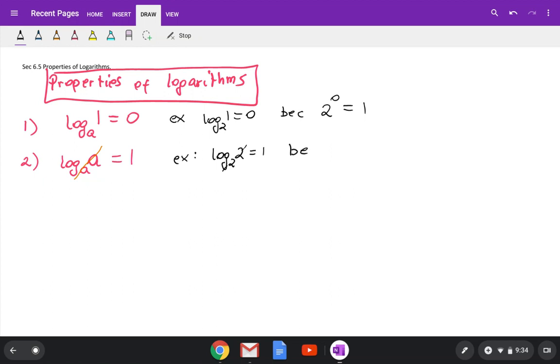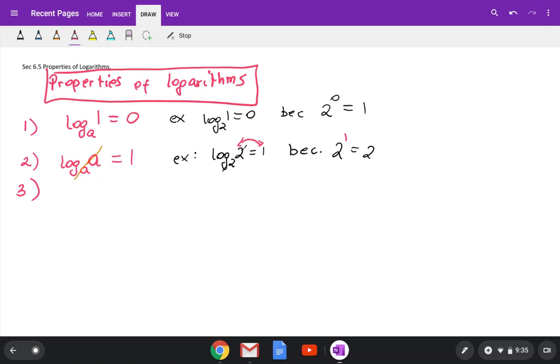And again, explanation: I'm going to change that to exponential, base to the power. Again, when you change to exponential, those two switch positions. So base to the power of 1 is definitely equal to 2. So this is correct. On the right, I'm just showing you that it works by changing the logarithmic expression to exponential. Number 3.